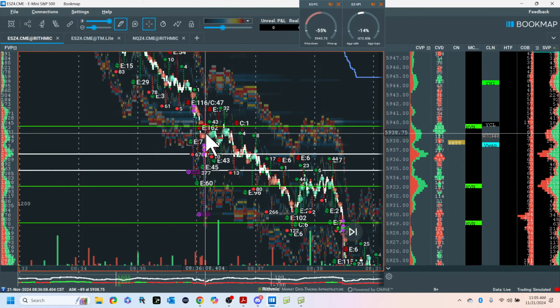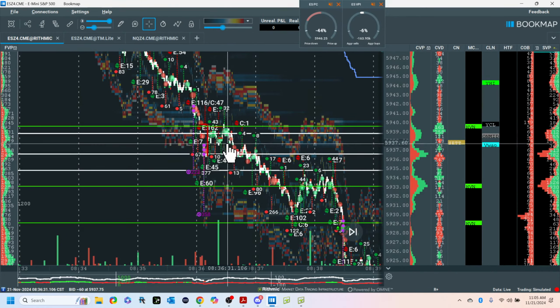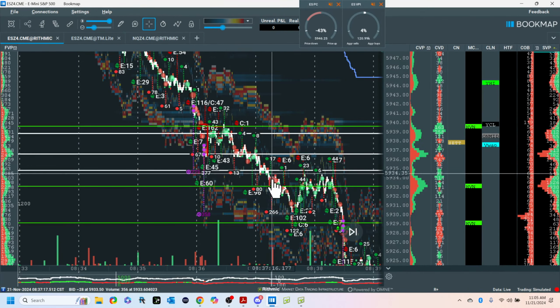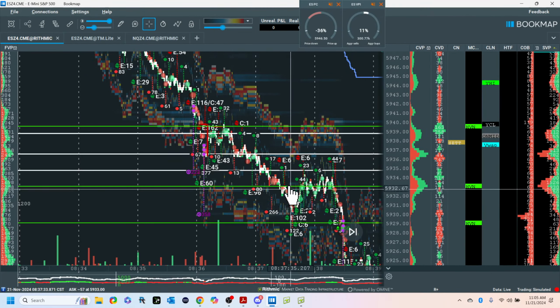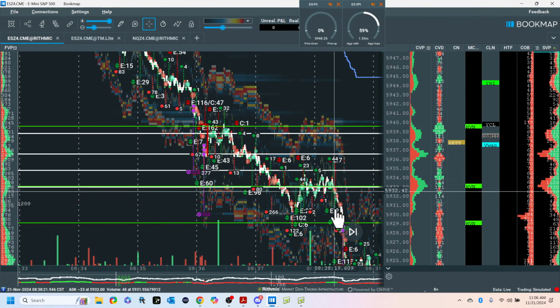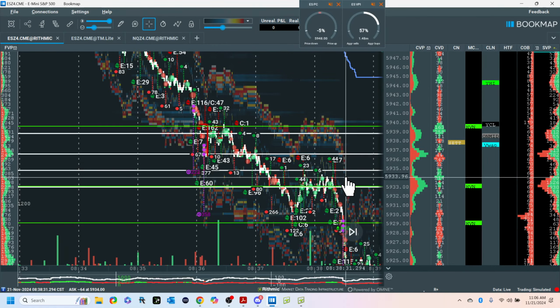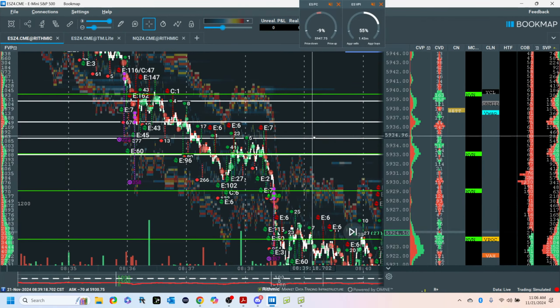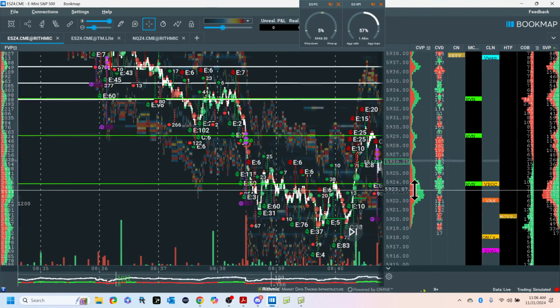High volume node, break low, too high. There it is. High volume, break low, too high. As long as these structures are holding up, I am okay.